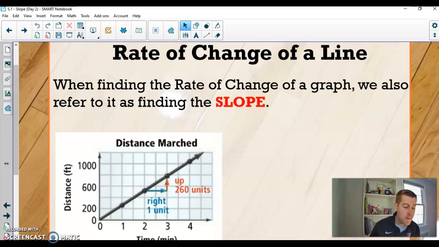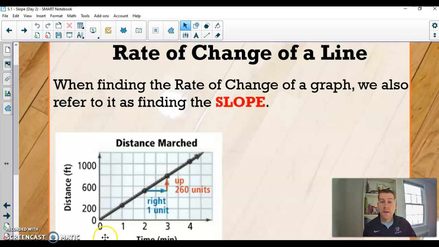Okay, so on the screen right now, we have the definition of what slope is. Slope essentially is just the rate of change of a line. If you watched the previous video on rate of change, we talked about what that means, right? A rate of change calculates the change in a dependent variable divided by the change in our independent variable. So in this situation here, let's look at how I do that.